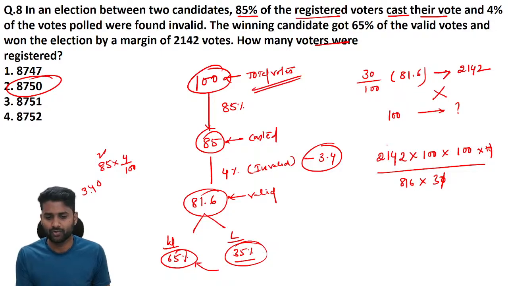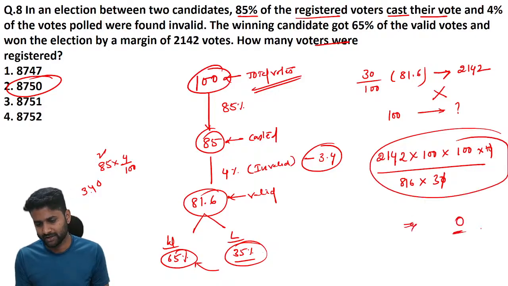Now the question: how many total votes are there? So 100 is equal to how much? Just cross multiply them. After the calculation, you will get units place is 0.